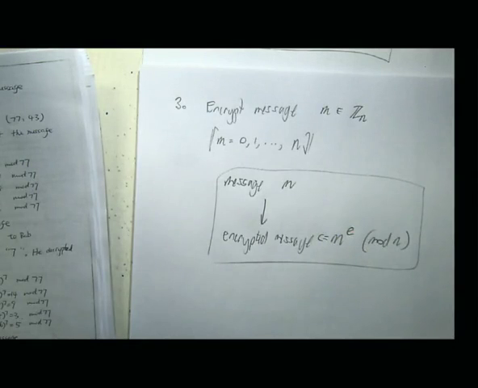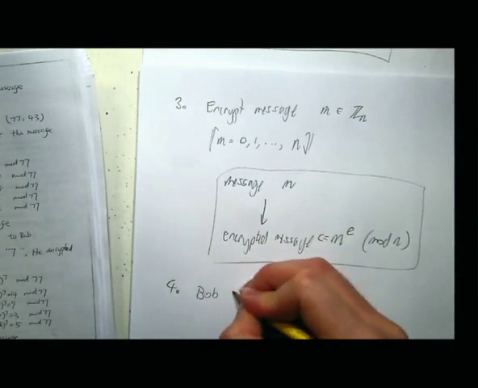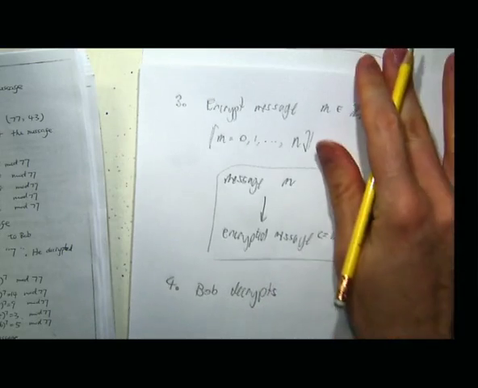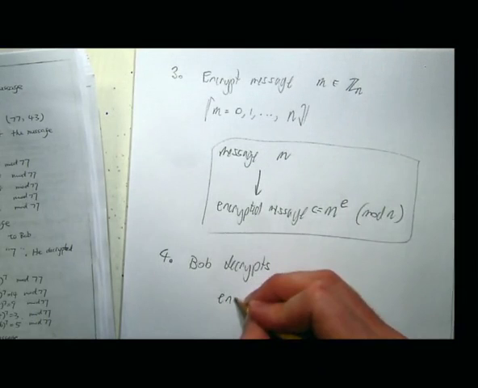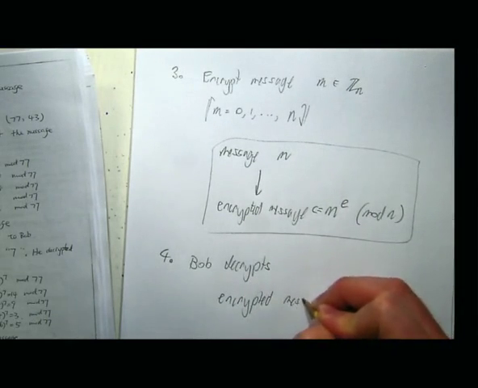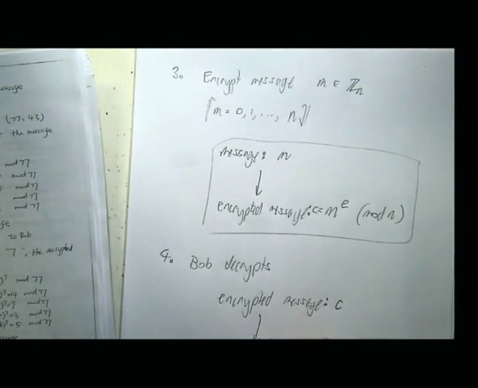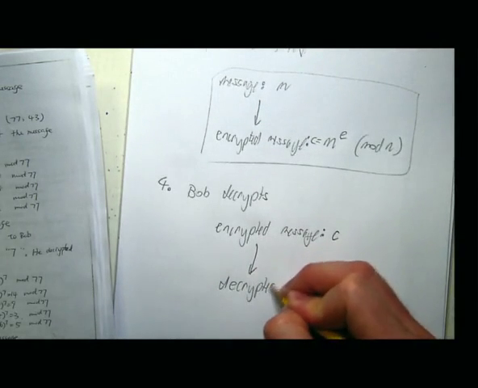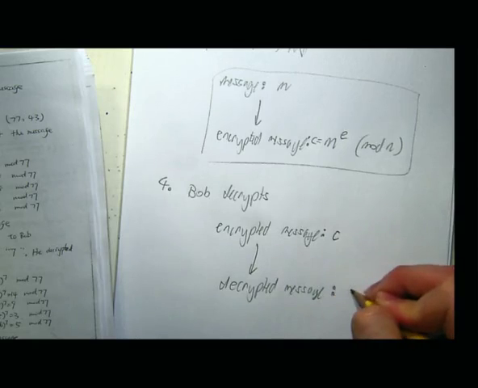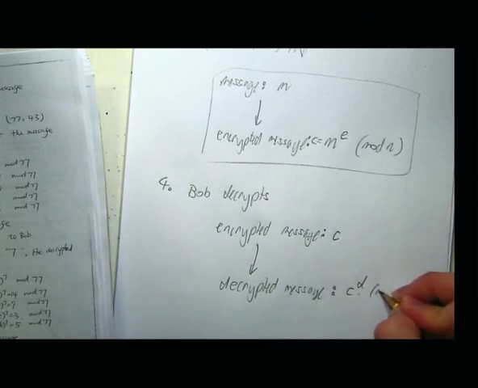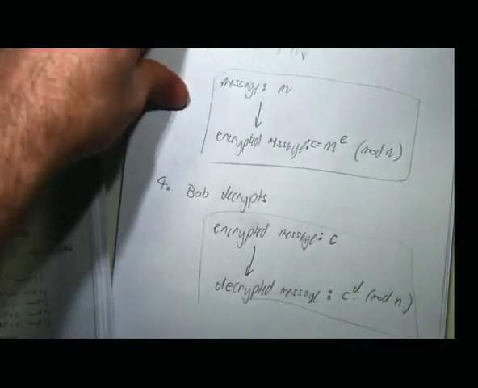And then Bob decrypts the ciphertext. So we've got the encrypted message, which is called C, and then the decrypted message is C to the D mod N. Okay, cool. Right, that is how it works. I really feel the need for a picture, so just give me a second.